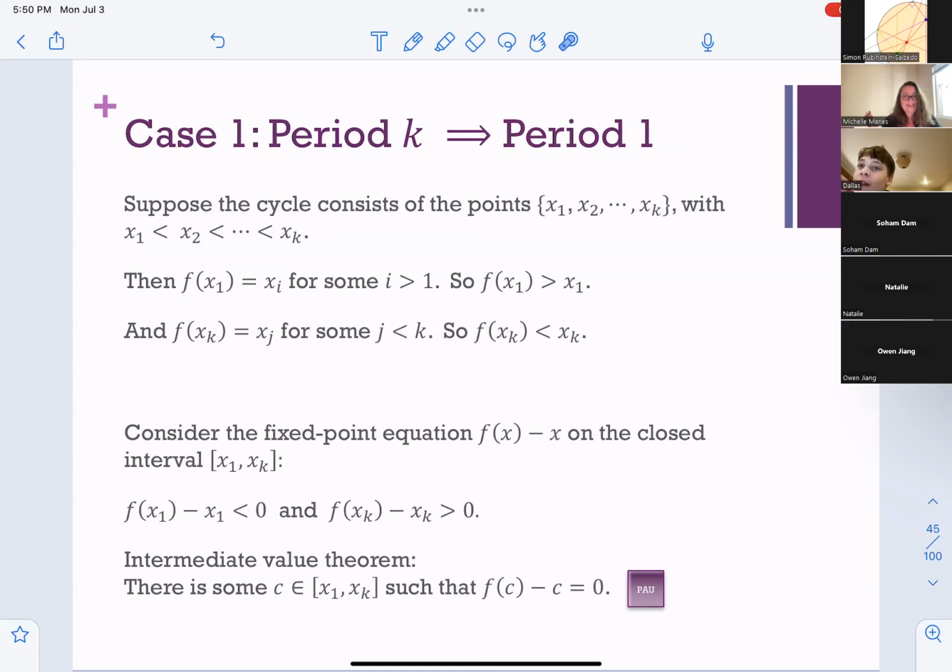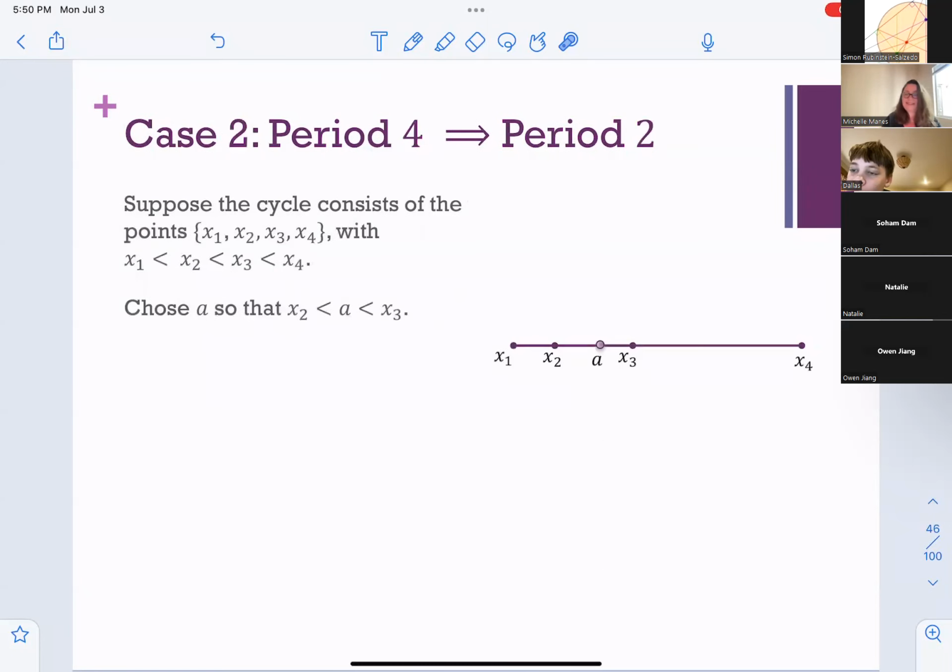All right, we just proved a really cool theorem using just the intermediate value theorem. I think this is really amazing. All right, let me see, how's my time?